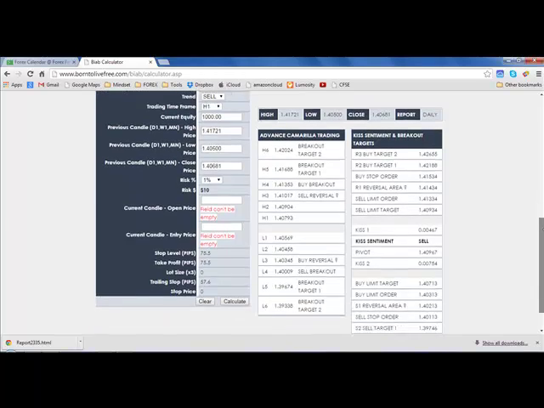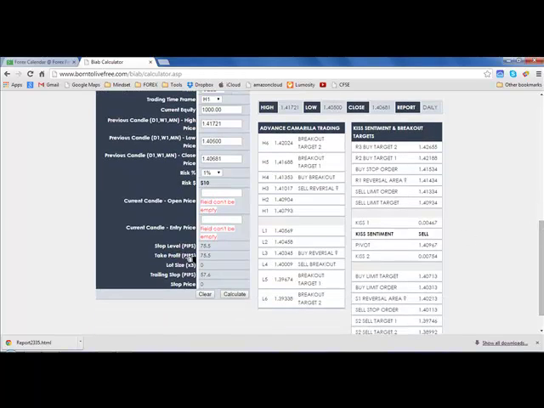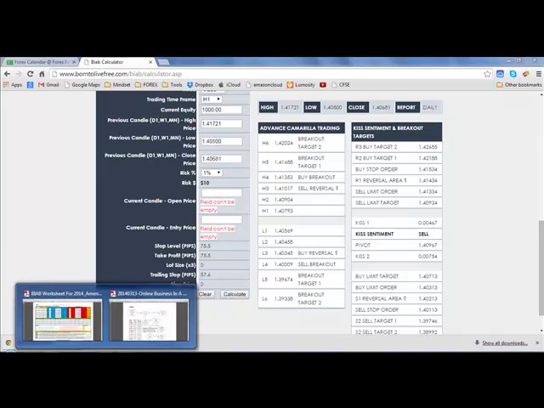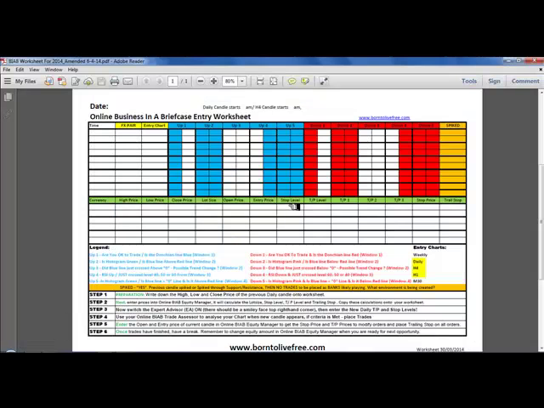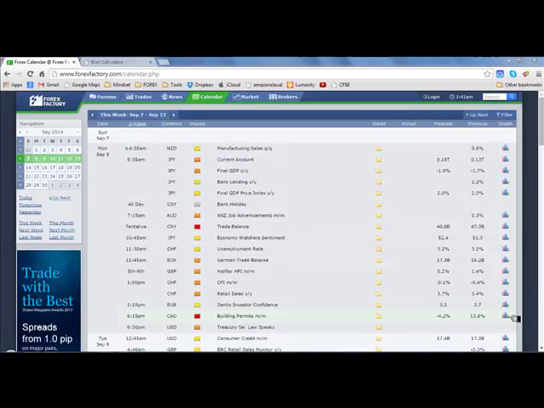Now, this report is useful because it gives you your stop level, your take profit, a recommended lot size, and a trailing stop. These values can be transcribed to your worksheet: stop level, take profit, trailing stop, and lot size. This gives you guidance on placing trades during your trading session.